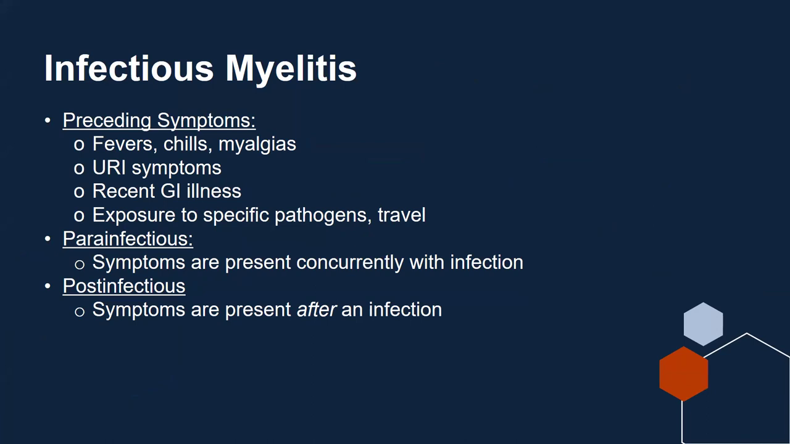When interviewing patients or obtaining a history and attempting to determine if a myelitis is para or post-infectious, it's important to determine if there were preceding symptoms such as fever, chills, myalgias, URI symptoms, a recent GI illness, exposure to specific pathogens through travel or other contact. By definition, a para-infectious myelitis occurs when symptoms are present concurrently with the diagnosed infection, but a post-infectious myelitis occurs when symptoms are present after an infection.